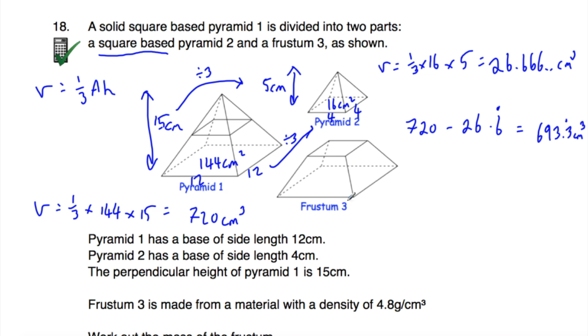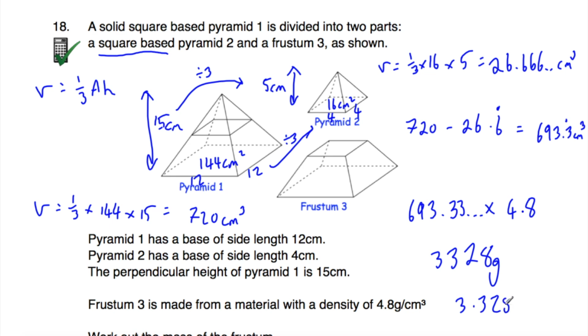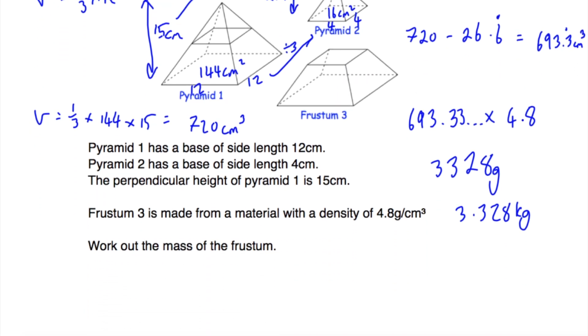Now this question says this frustum is made from a material with a density of 4.8 grams per centimeter cubed. So each centimeter cubed has a mass of 4.8 grams. If we multiply this volume by 4.8, we'll find the mass of this frustum, and that's what we've been asked to find. So 693.333 and so on, multiplied by 4.8, is equal to 3,328 grams, or if we change that into kilograms, 3.328 kilograms. So that's the mass of the frustum, and that's it.